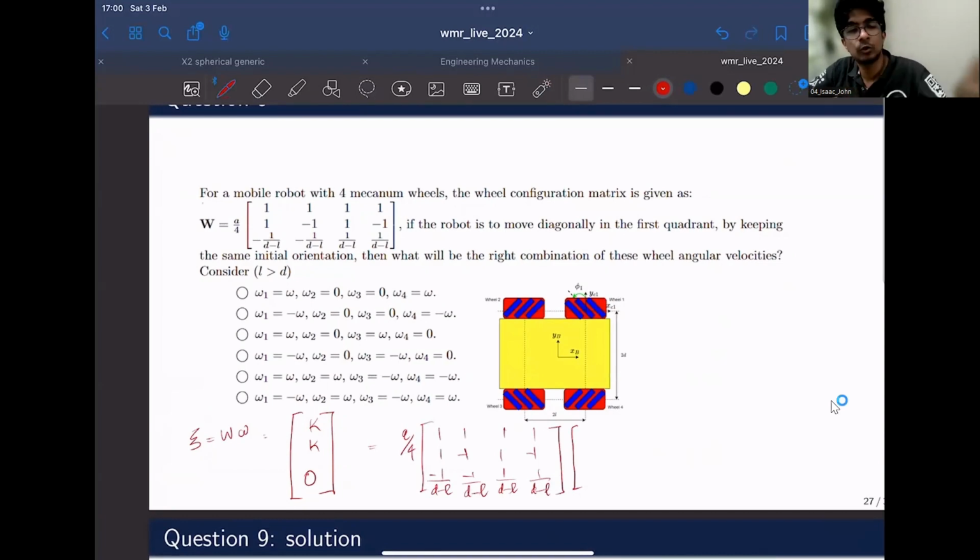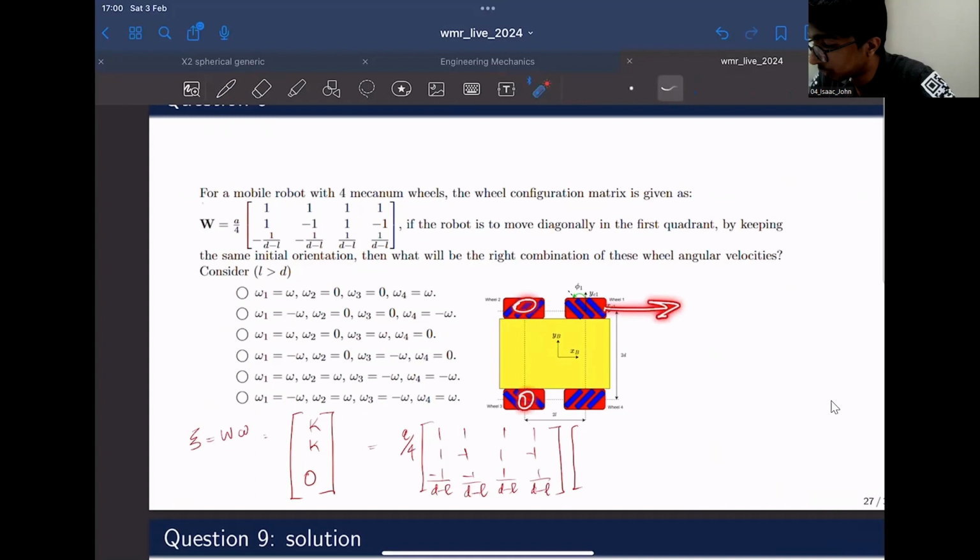Right. So one option is you could try each of these options one by one. The first option says omega 1 is omega, this is 0, this is 0, this is omega. So you're only powering the front wheels. That does not look too likely. What about option 2? Option 2 says this is minus omega, this is 0, this is 0, this is minus omega. Again, you are only powering the front wheels.